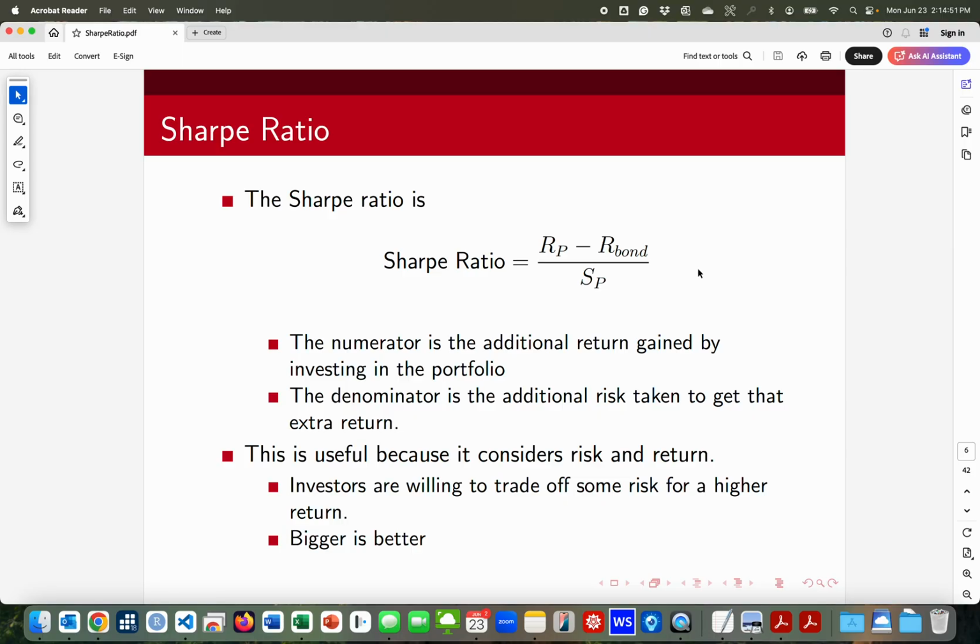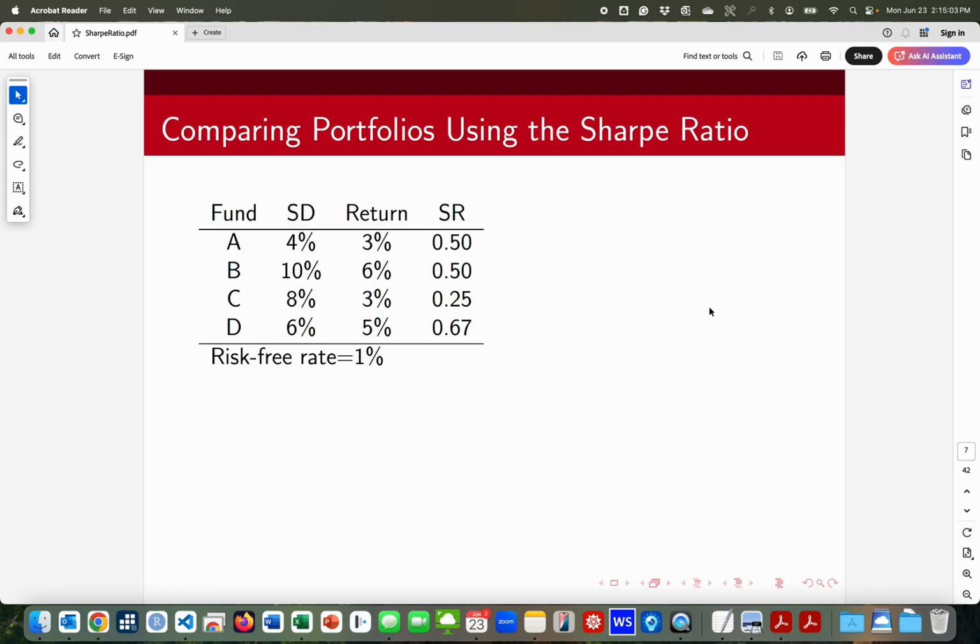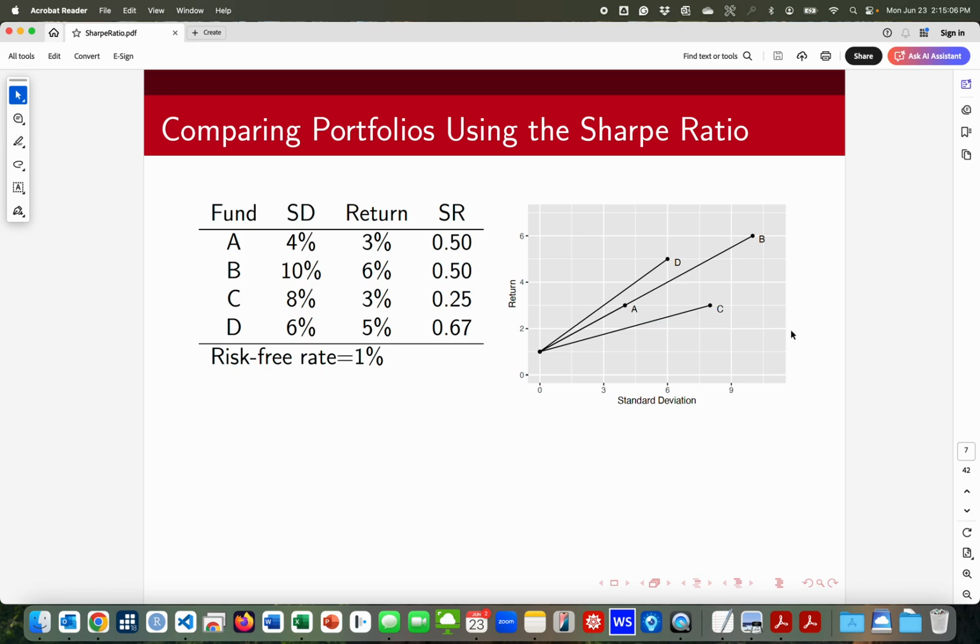So at some point, that extra risk may not be worth the extra return, or that extra return that you're getting might not be enough to compensate you for that extra risk that you're taking. So if we're comparing a couple different options here, A, B, C, and D all represent stocks or portfolios, but all that matters is they have a return and a standard deviation. So if we're looking at A, it's a standard deviation of 4%, return of 3%. So that's this point right here.